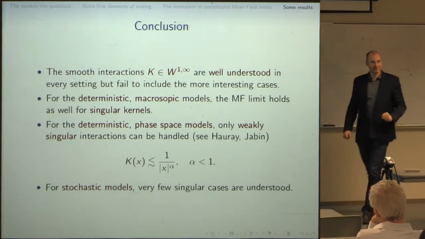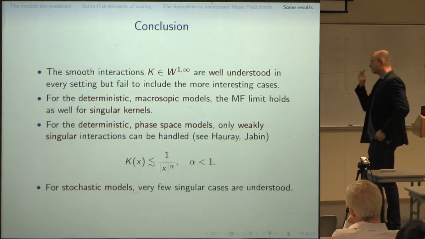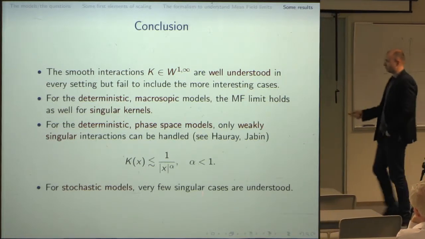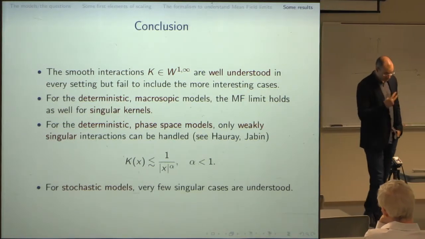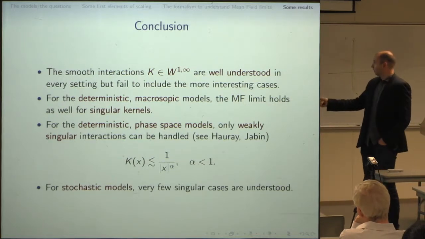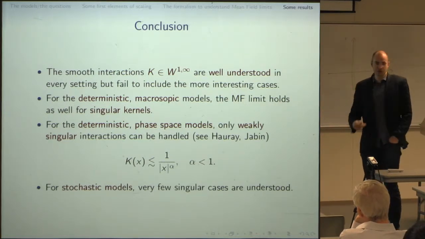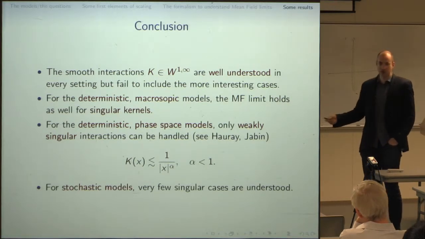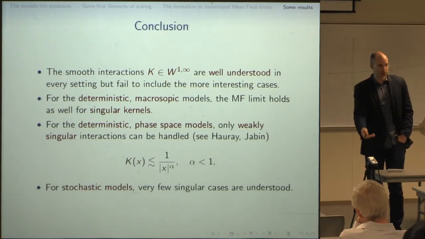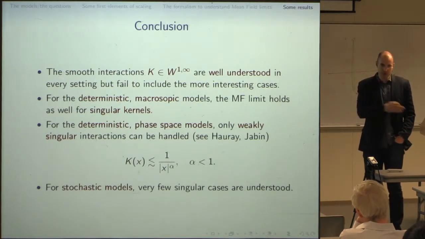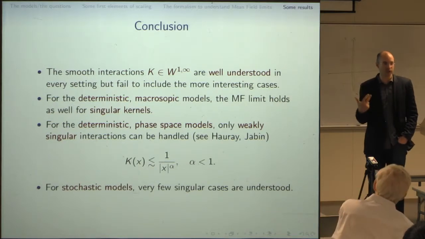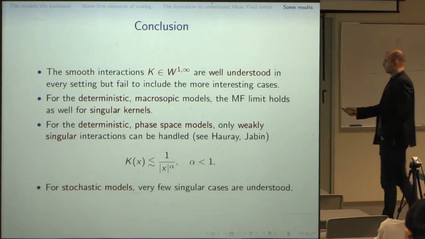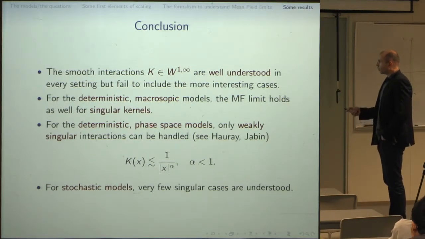It's time to conclude. So let me summarize a little bit what I've talked about here, very roughly. When the interaction kernel is Lipschitz, essentially we understand what's going on. And you can prove propagation of chaos, you can prove the mean field limit, you can do it in the various settings that I've shown to you, and you can actually do it in other settings that I've not shown to you. The other case where we understand relatively well what's going on are the deterministic and macroscopic models.